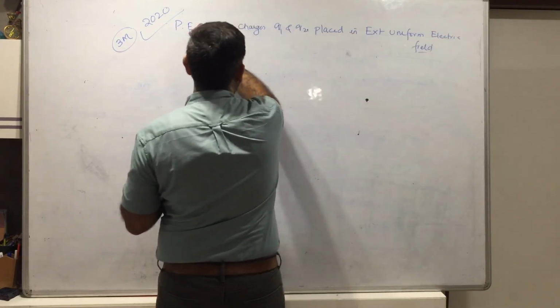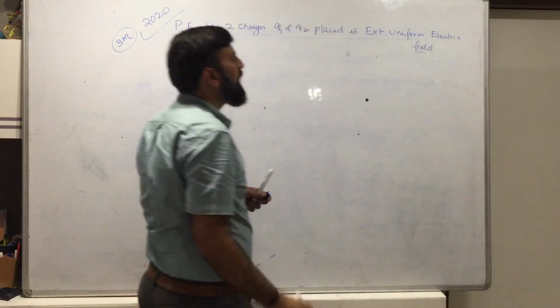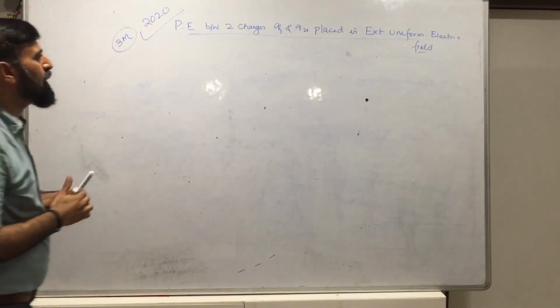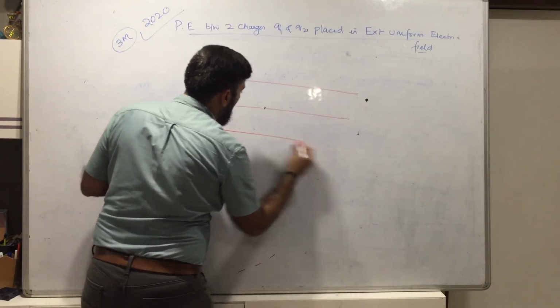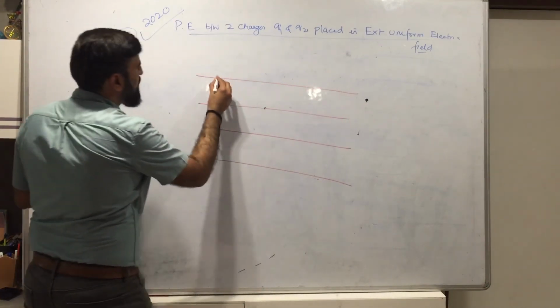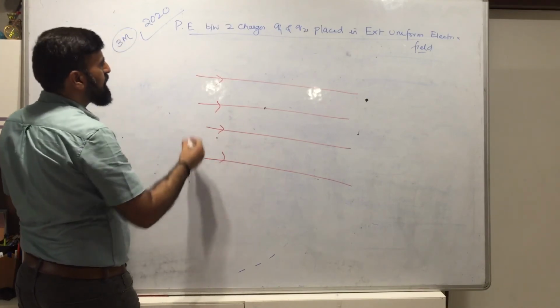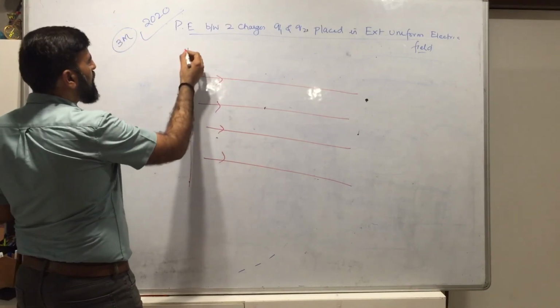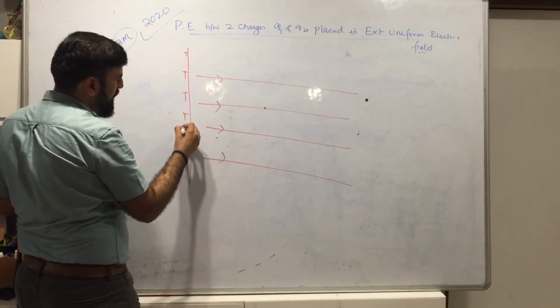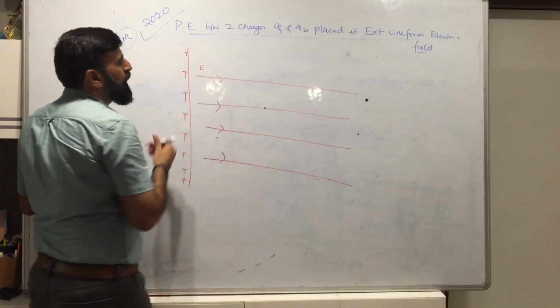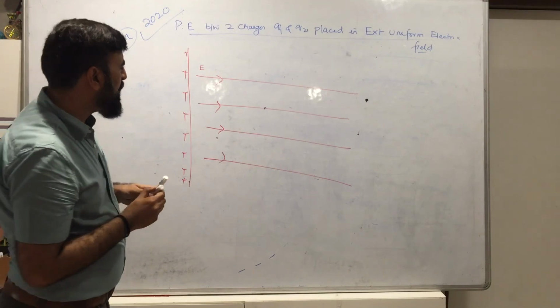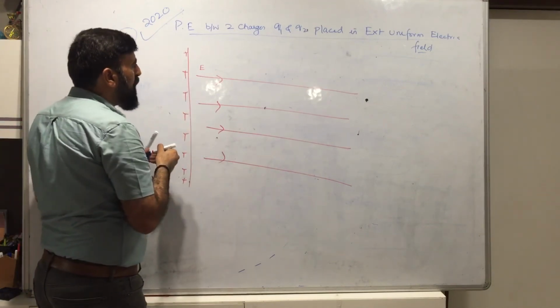Who produces a uniform electric field? A sheet of charge can produce a uniform electric field. Let's say this is a given electric field. This is the last topic for today's lecture. Let's say there's a sheet here, maybe a positive sheet. You can imagine a sheet here. This is the electric field which is uniform.